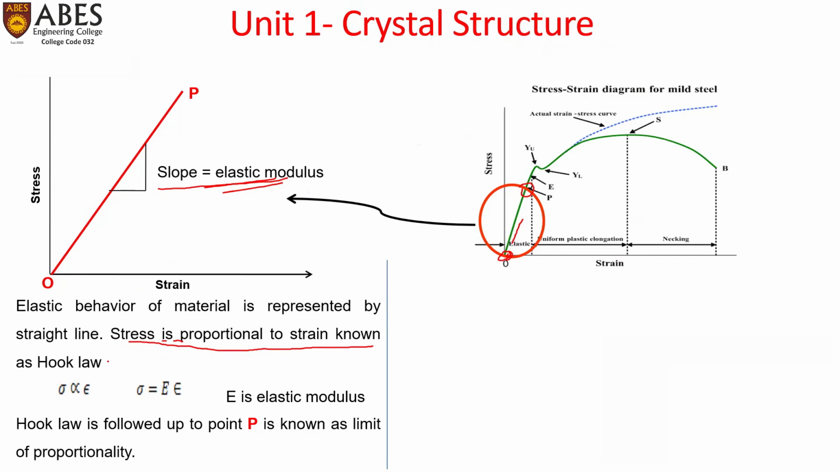This is Hooke's law, where stress is directly proportional to strain, or stress equals E times strain, where E is a constant called the modulus of elasticity. Hooke's law is followed up to point P, which is known as the limit of proportionality. So P is the point up to which this is a straight line, and this is the limit of proportionality.